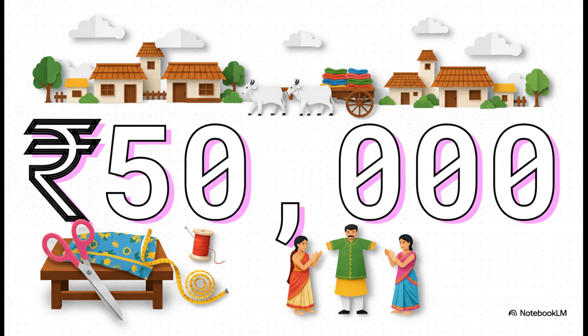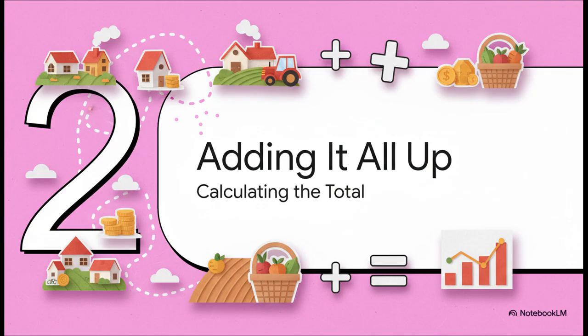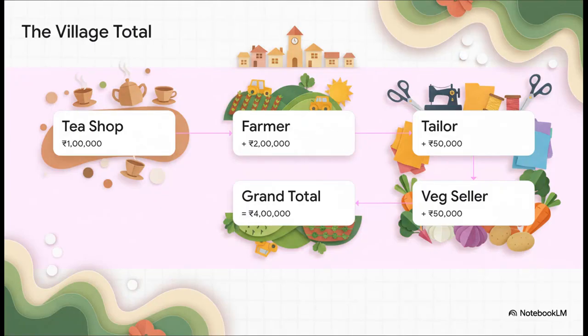Okay, so that's our crew. Those are the 4 main producers in our little village of Anandpur. Now this is where it gets interesting. The village head starts to wonder, how much did our entire village actually produce this year? And you know what? To figure that out, all we need is some super simple math. So let's do it together.